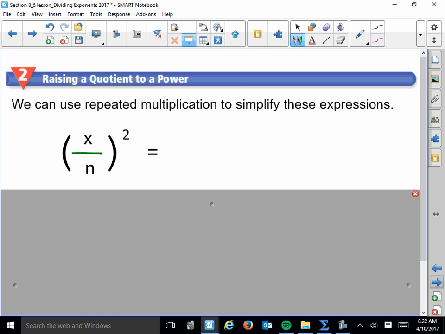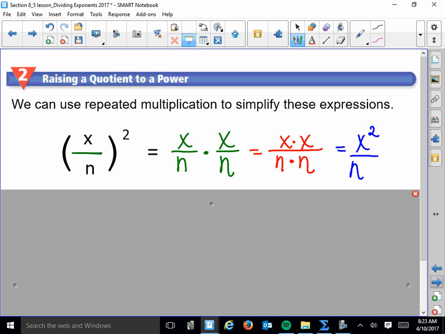Using repeated multiplication, what would this look like? It would look like x over n times x over n. And even though they are 2 separate fractions, it has the exact same meaning as x times x divided by n times n, all in the same fraction. Well, we know that this is equal to x squared divided by n squared.